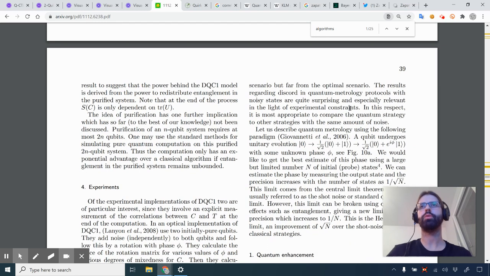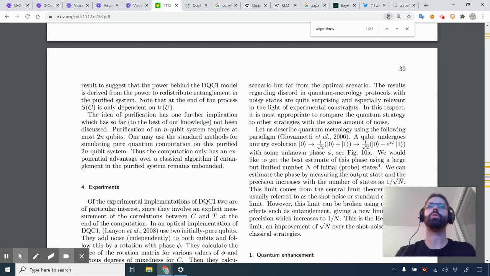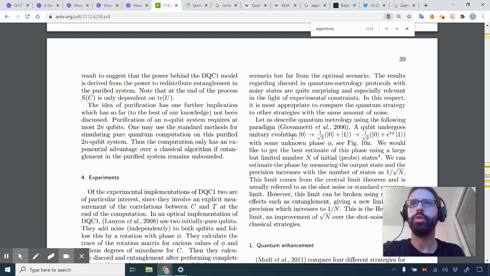The results regarding discord in quantum metrology protocols with noisy states are quite surprising and especially relevant in light of experimental constraints. In this respect, it is most appropriate to compare the quantum strategy to other strategies with the same amount of noise. The qubit undergoes the following unitary evolution from 0 to the 0 plus 1 state, and then there's a phase shift with some unknown phase. And then we would like to get the best estimate for this phase using a large but limited number n of probe states. We can estimate the phase by measuring the output state, and the precision increases with the number of states.